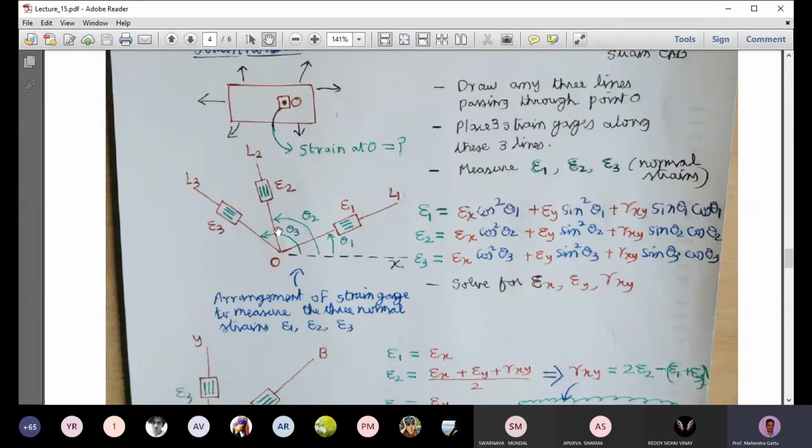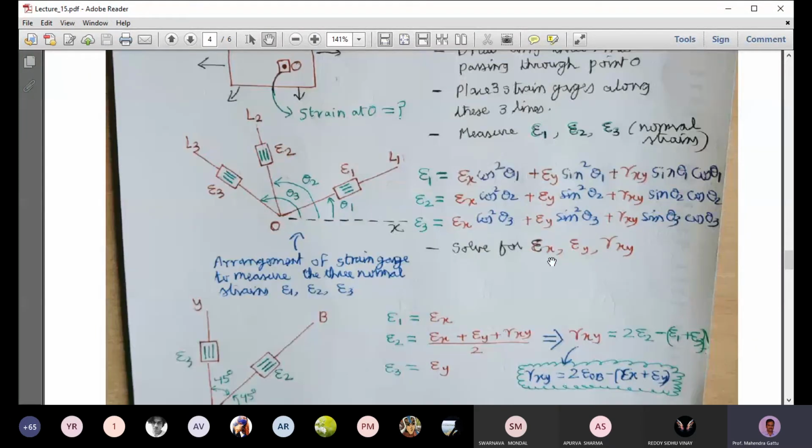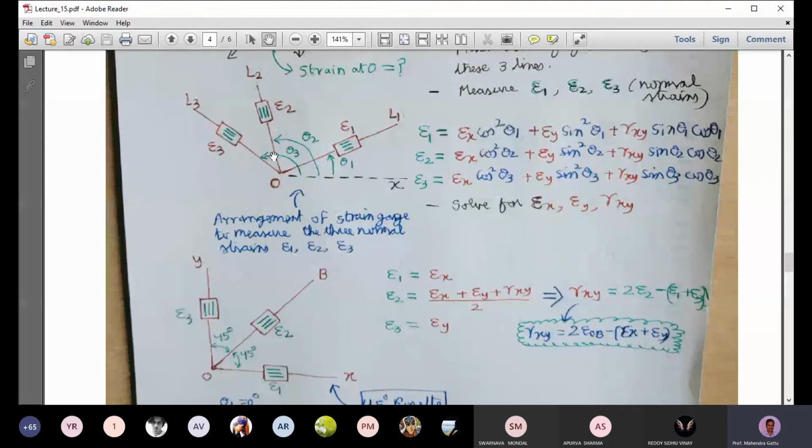X-axis, y-axis, and the change in the xy axis, the change in angle of the xy axis. So we can get epsilon x, epsilon y, and gamma xy. So this is the way the strain rosette works. This arrangement of strain gauges along three lines passing through the point O, the point at which we want to calculate the strains, is called a strain rosette.